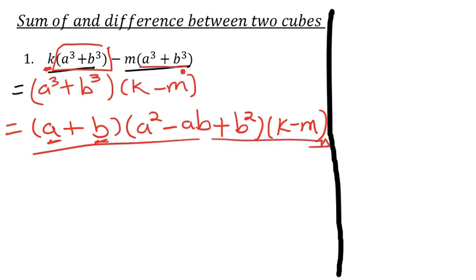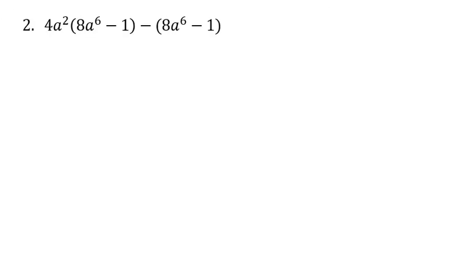All right, let us look at problem number 2. Problem number 2 is more the same as the first one. So you check how many terms you have. We have got 2 terms there. So we take out the common factor. Our common factor will be 8a to the power of 6 minus 1. So that will be 8a to the power of 6 minus 1. That's our common factor there.